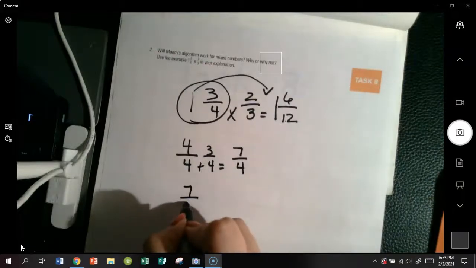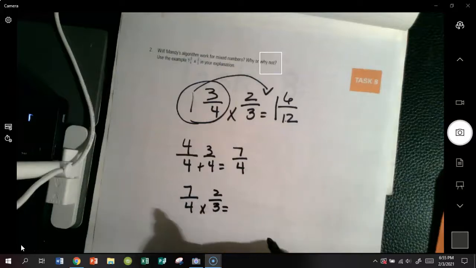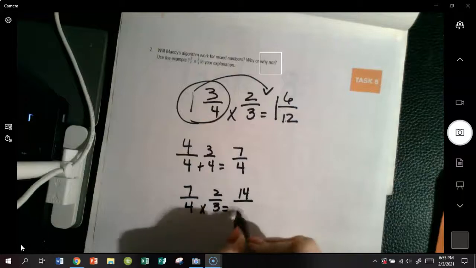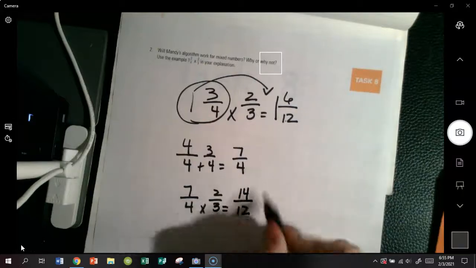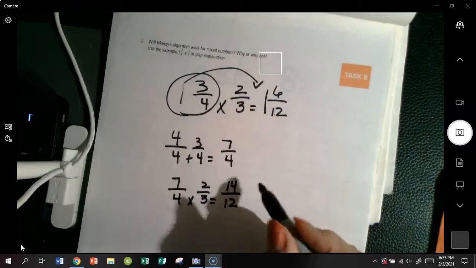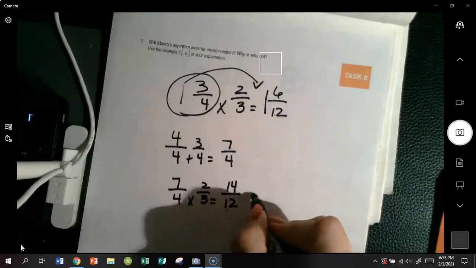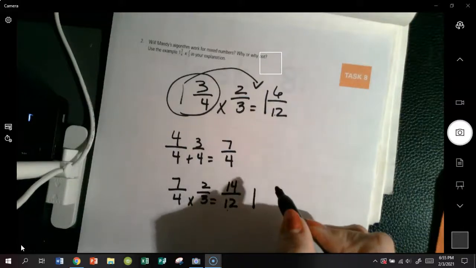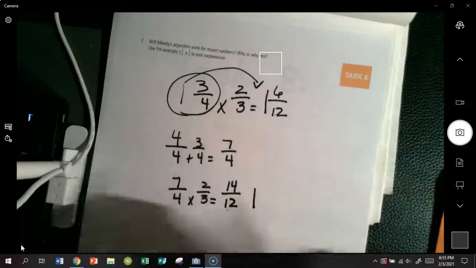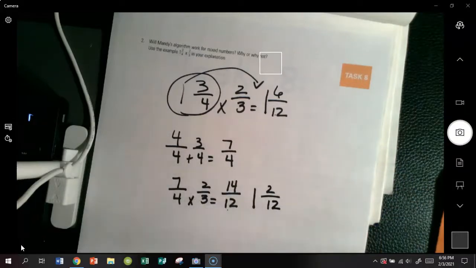So what I'm going to have to do is multiply that 7/4 by 2/3. Now Mandy said you go 7 times 2 is 14, and 4 times 3 is 12. This is an improper fraction. We spent quite a bit of time on it when we had our other fraction unit. And you know, you can think about 12 will go into 14 how many times? 1, because 1 times 12 is 12. How many are left over? 13, 14. 2 are left over, and the denominator stays the same.